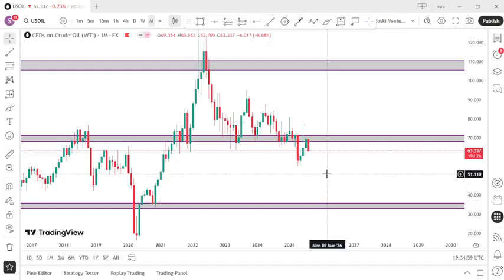We are looking at a bearish market. So we are going to be looking for selling opportunity on US oil.